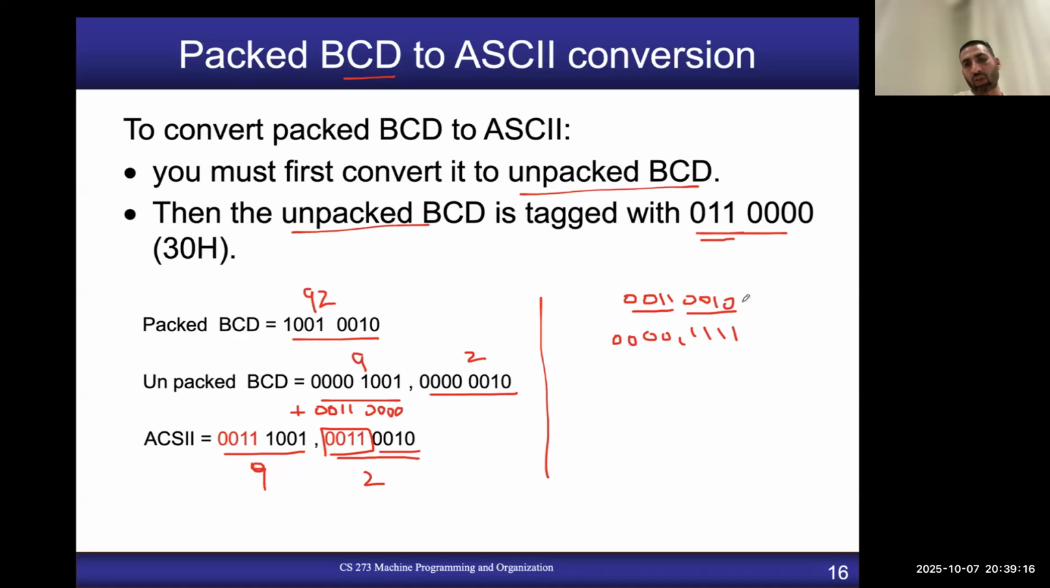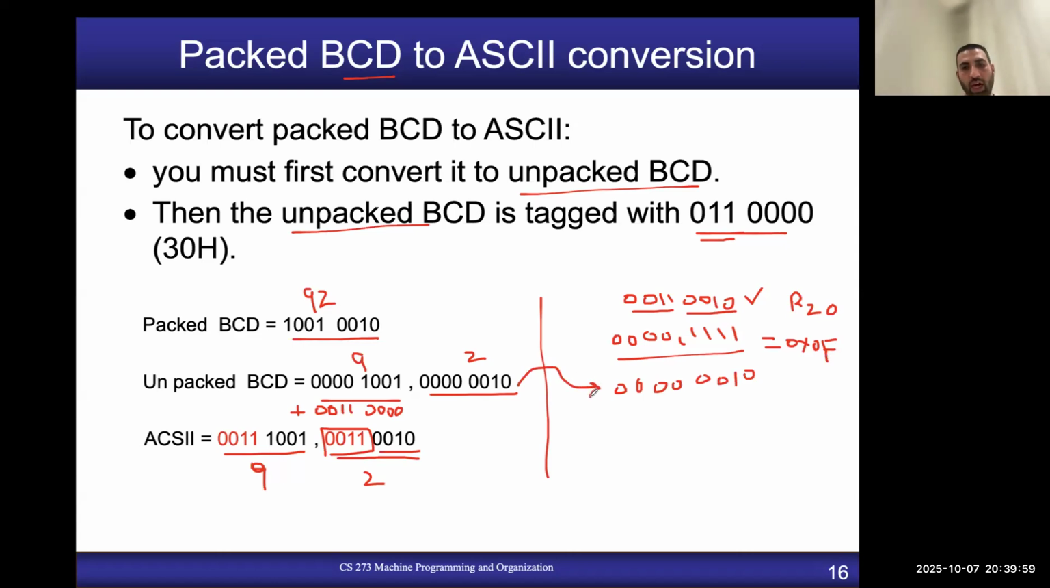So I can load this into a register, let's say R20, and then use the AND immediate, right? And what will this number be in hexadecimal form? It will be 0x0F, right? So I can say ANDI R20, 0x0F. What will I get then? After the AND operation, I will get 0, 0, 0, 0, and then 0, 0, 1, 0. What is this? This is the unpacked form of digit 2, right?